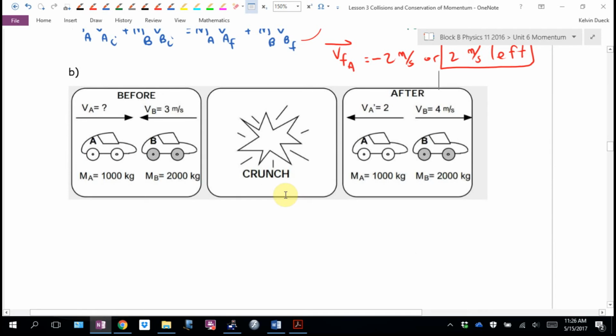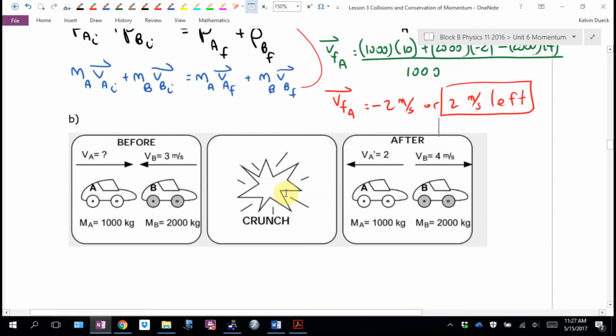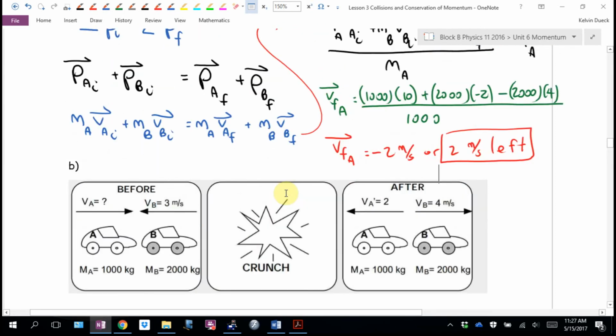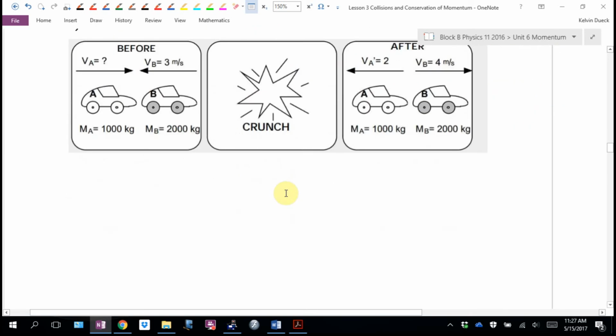Part B. What's B want me to find? Looks like how fast car A was going to begin with, which is probably what you'd be much more interested in during a crime scene investigation. Is there a collision? Yeah. This is a job for conservation of momentum. It's going to look like this. The total, or the sum, of all the momentum before the collision equals the total, or the sum, of all the momentum after the collision.